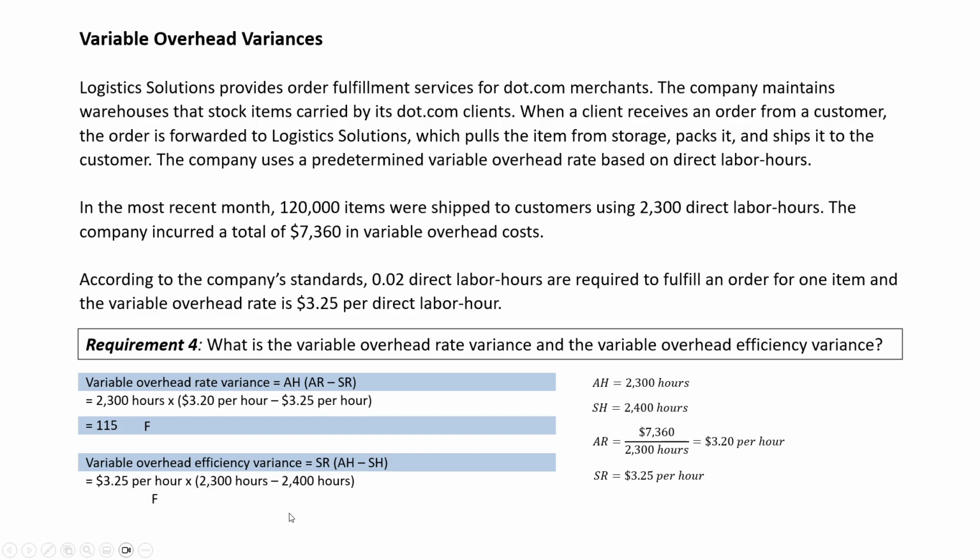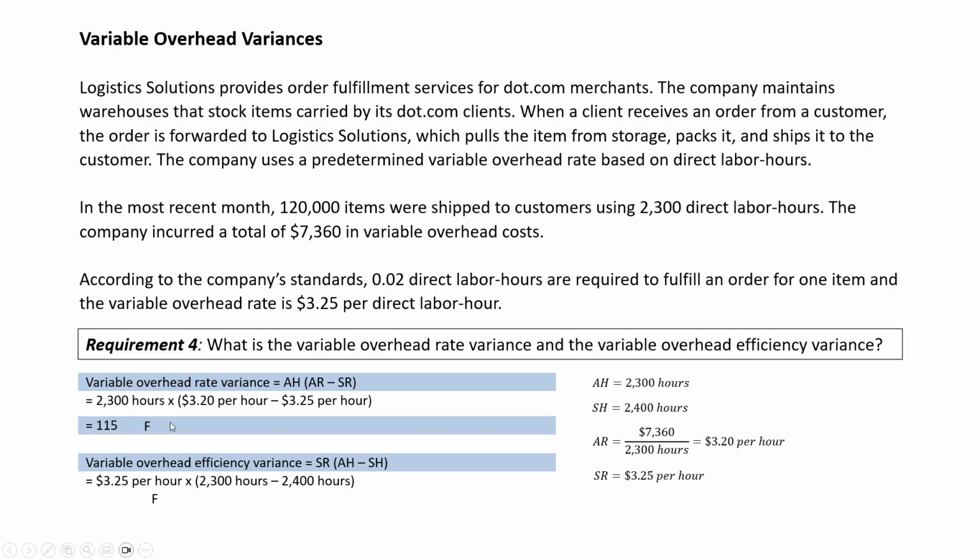And I'll at least let you know, similar to what I did for our labor video, I'm leaving you to solve the last one on your own, but I'm going to at least give away that it's favorable. And why is it favorable? Because we saved 100 hours. 2,300 minus 2,400, that's a good thing. We didn't have to work our employees as much, times $3.25 per hour.